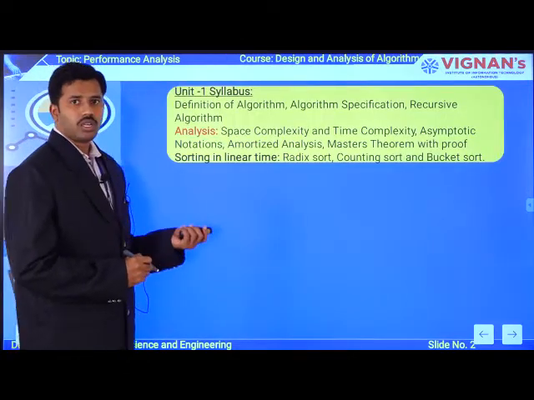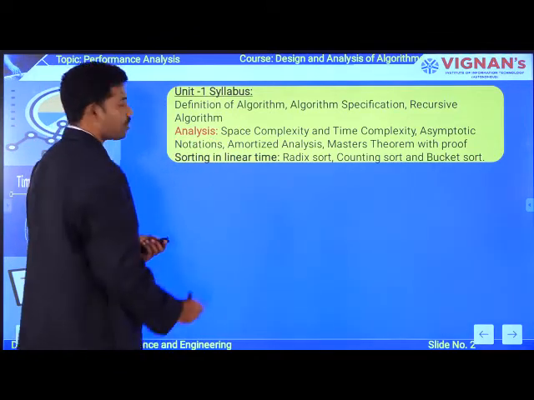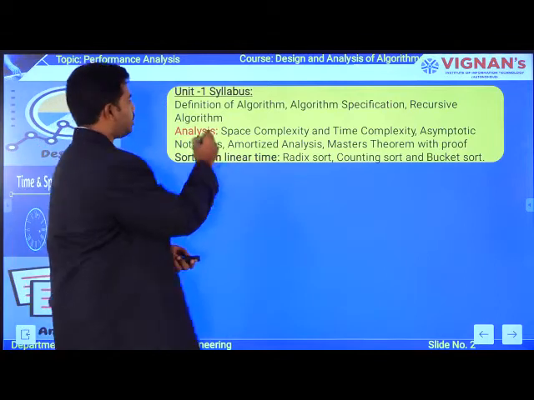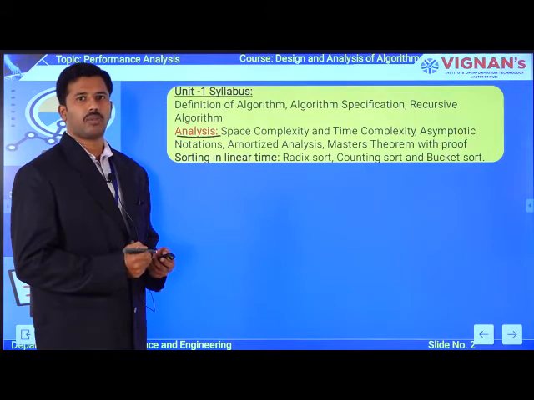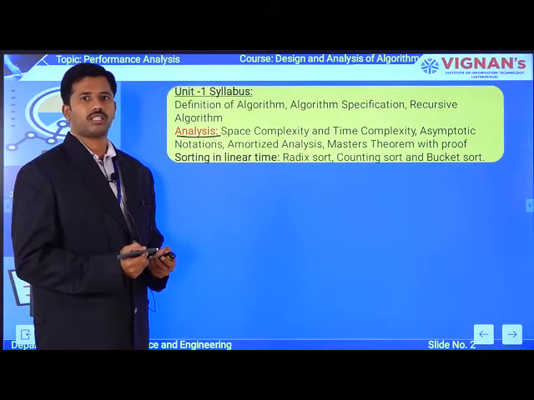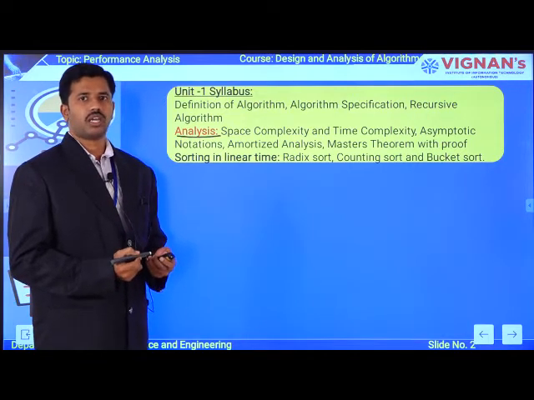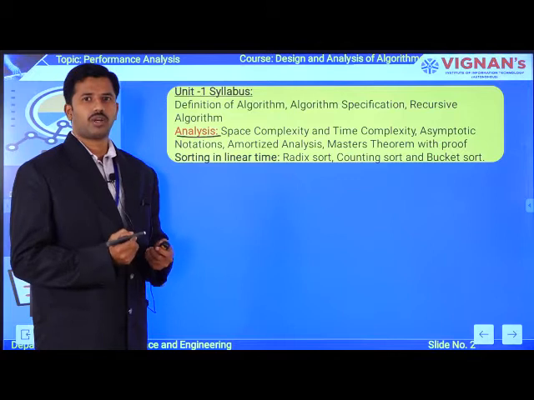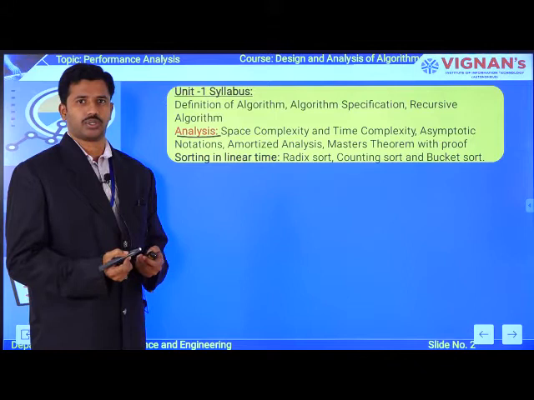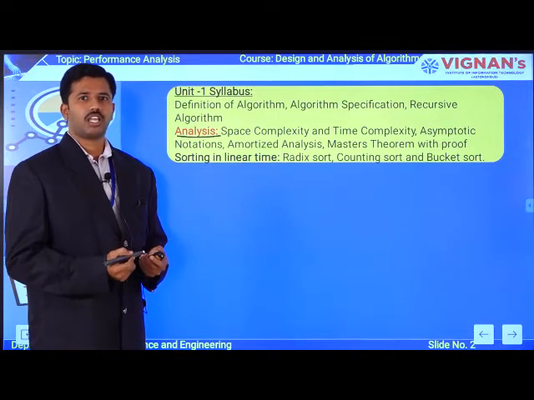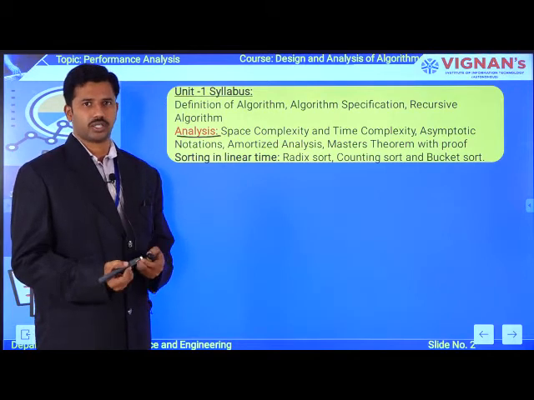So coming to the syllabus of unit number 1, today we are going to be discussing the analysis part, okay? So in the analysis, as discussed in the previous lecture, you are going to measure the performance of an algorithm in two ways: time complexity as well as space complexity, okay? So what is meant by time complexity? The amount of time your algorithm needs to complete its execution. Now what is meant by space complexity? The amount of memory your algorithm occupies in your system to complete its execution, okay?